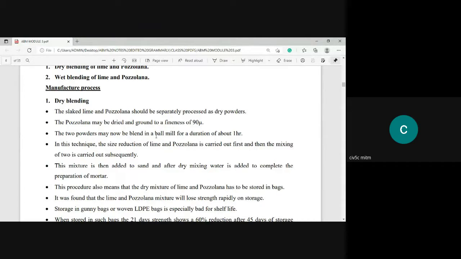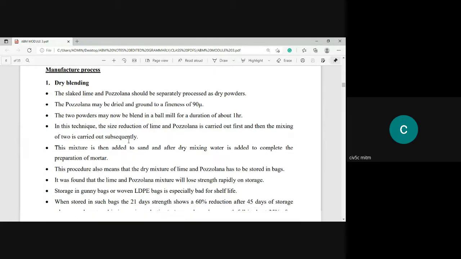See, this is the device that was used to reduce the size. Now I am using it for mixing also, for a duration of 1 hour. In these techniques, the size reduction of lime and pozzolana is carried out first, and then the mixing of the two is carried out subsequently. So that's what I have told. If you want to reduce the size of lime and pozzolana, you use a ball mill, and subsequently in this ball mill you can go ahead with the mixing process.